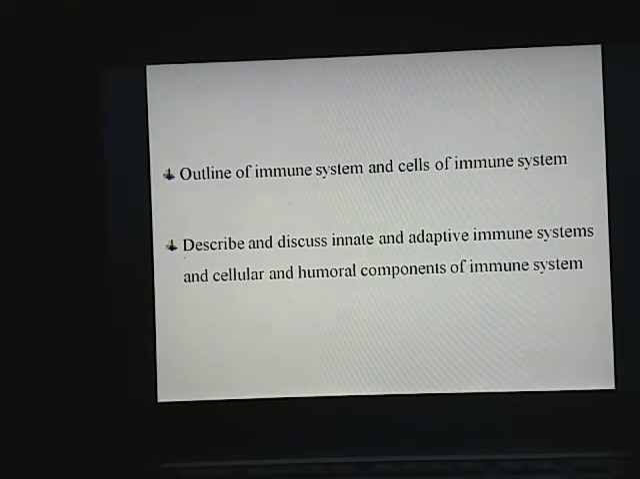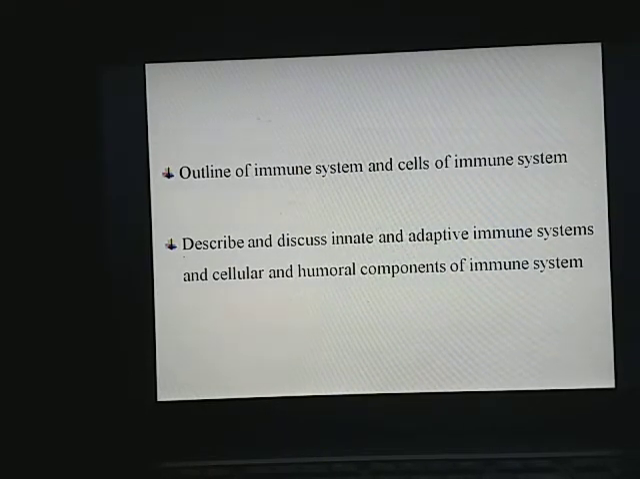Let us see the learning objectives of today's topic. They are to outline the immune system and cells of the immune system, and to describe and discuss innate and adaptive immune systems and cellular and humoral components of the immune system.